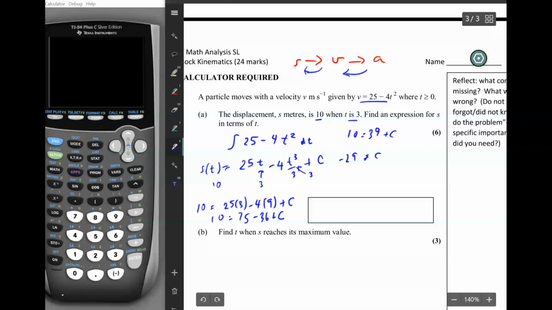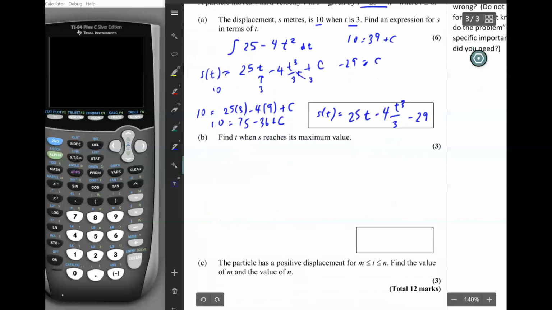Okay, so in the end, our function is equal to 25t minus 4t cubed over 3 minus 29. Okay? All right.